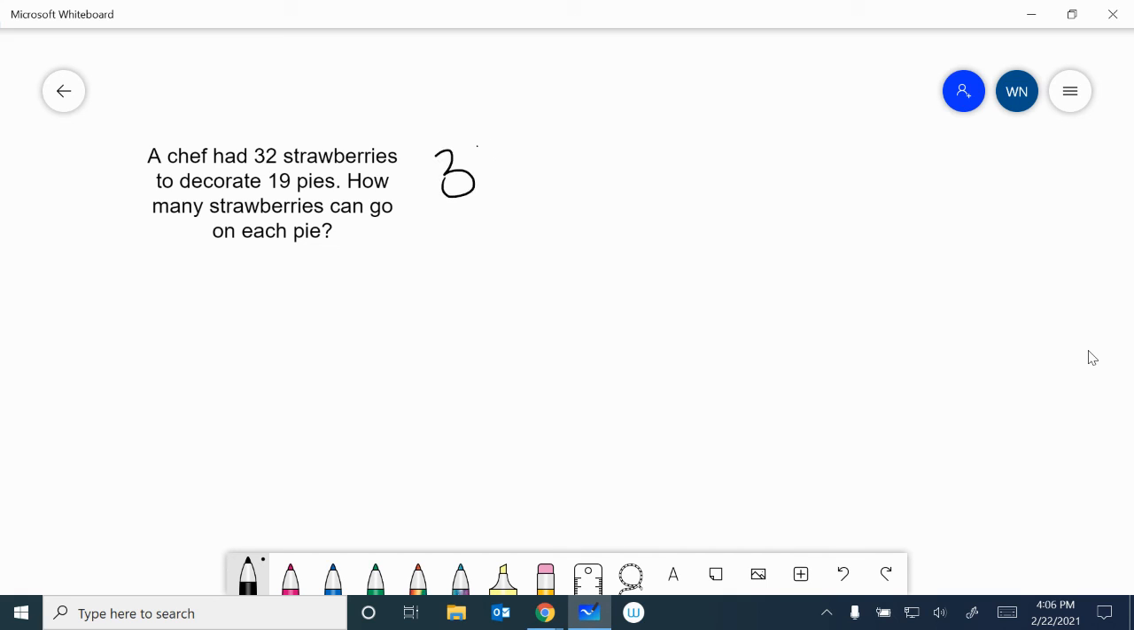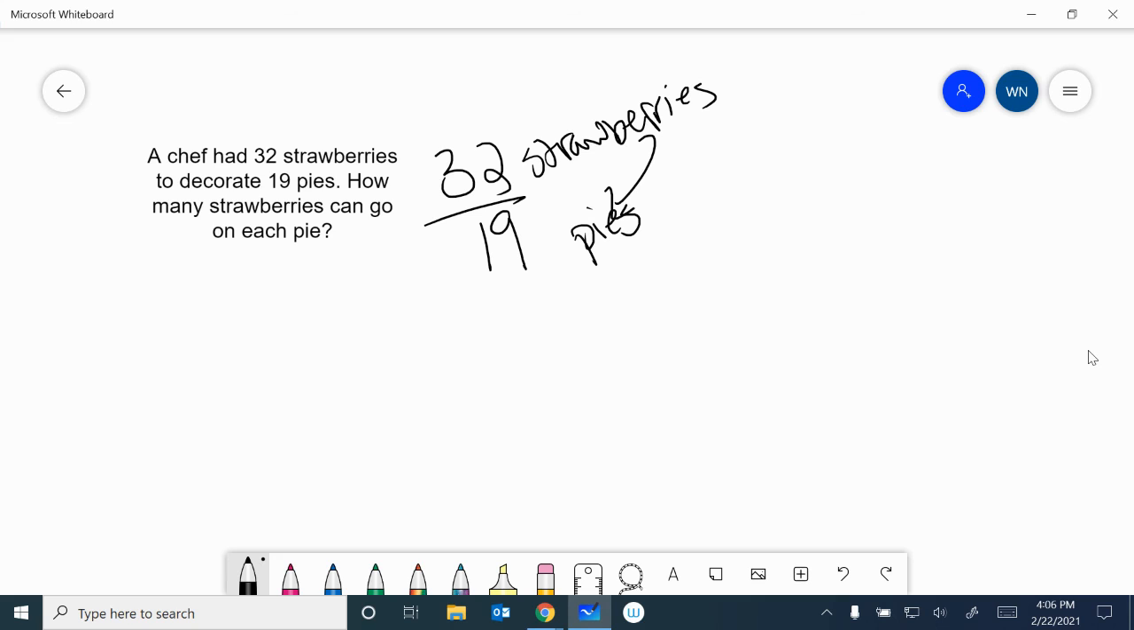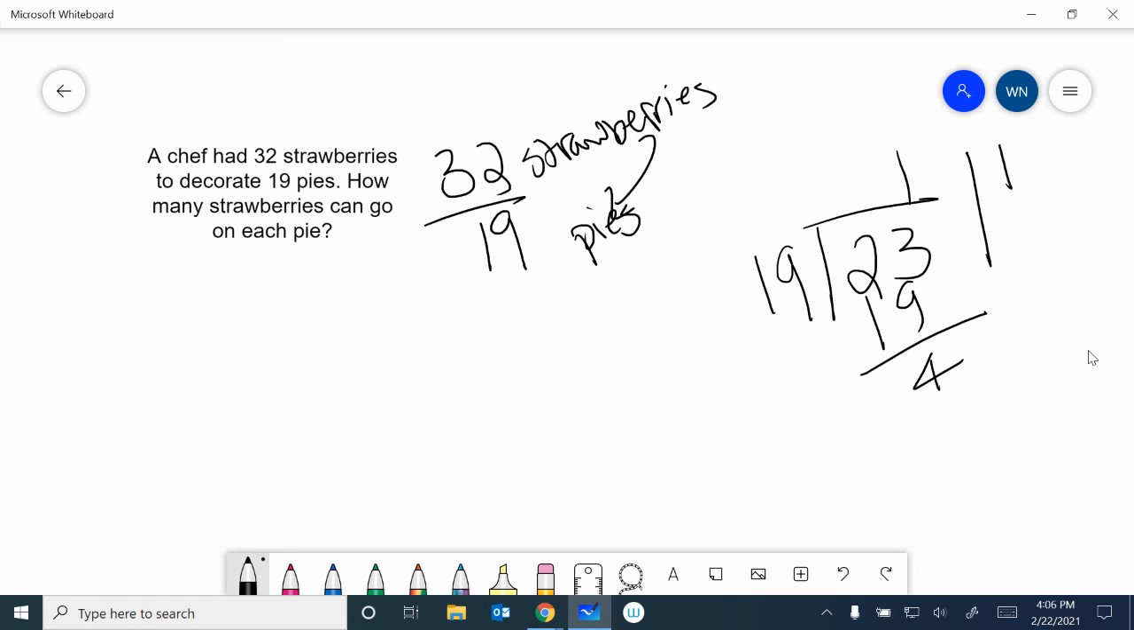For this one, you should have put 32 divided by 19 because 32 strawberries get cut up and distributed among the 19 pies. Go ahead and solve it. You should have done 32 divided by 19. Going one time. Remainder is 13. 1 13/19. Remember, it's remainder over divisor. I hope that's what you got as well.